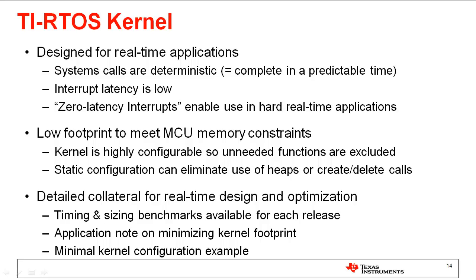We have an application note on how to minimize kernel footprint, and we have a minimal kernel configuration example where we've pulled out all the, say, real-time analysis buffers and various other debug-type features that can pop into the kernel and increase the RAM footprint. So we have a minimal kernel configuration, which is a great starting point.